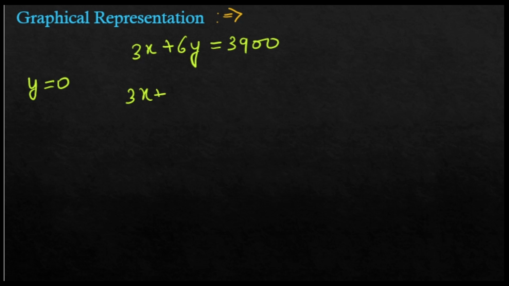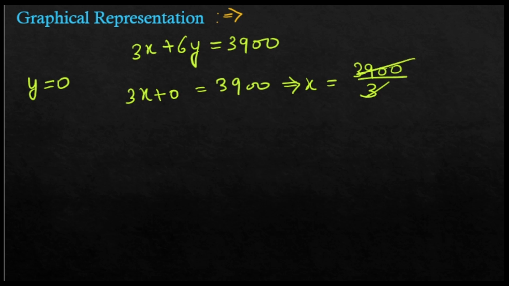So let's see what these solutions are. For the first equation, 3x plus 6y is equal to 3900. When y is equal to 0, we have 3x plus 0 is equal to 3900, and the answer results in x is equal to 3900 by 3. That means it will be simply 1300.